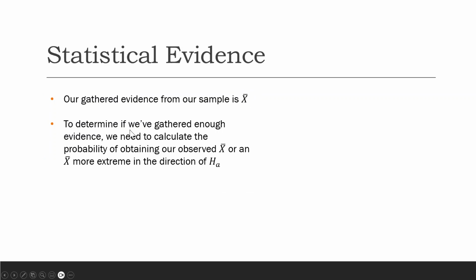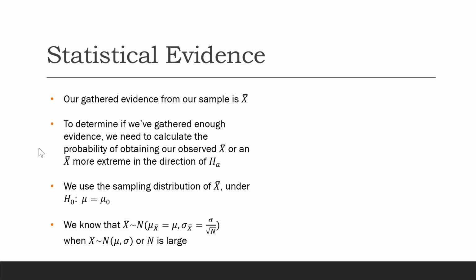Well, to determine if we've gathered enough evidence, we need to calculate the probability of obtaining our observed X bar, so the one that we just got from our sample, or an X bar that is more extreme relative to how our alternative hypothesis is written.